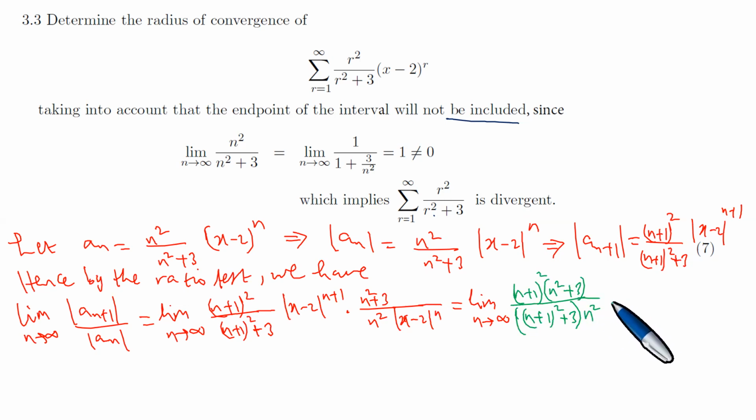Okay, let's see what we're getting here. I'm just grouping all the n's, the n plus 1 squared, and the n plus 3 here, and the n squared here, and the n squared plus 3 here. This one is going to cancel a single n, leaving us with x minus 2.